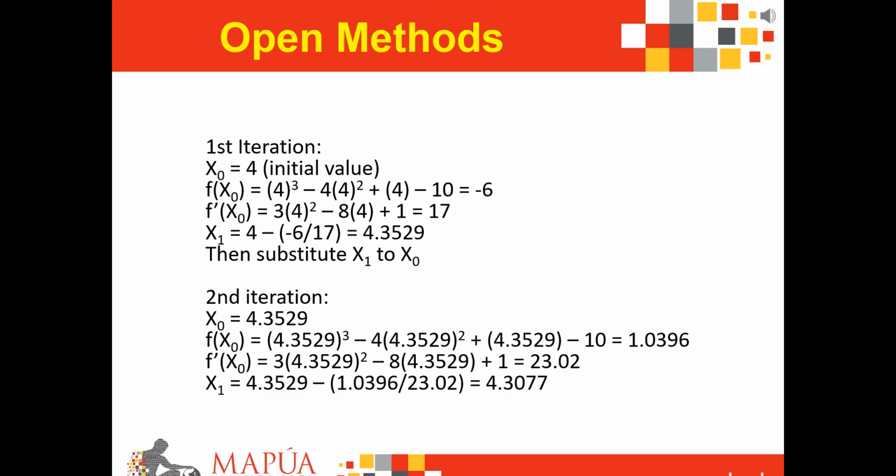We check if we could terminate the process by obtaining its absolute error, ending up with a value of 0.0452, showing us that we need to continue on the iteration. Therefore, we substitute your calculated x1, 4.3077, as x0 for your next iteration.